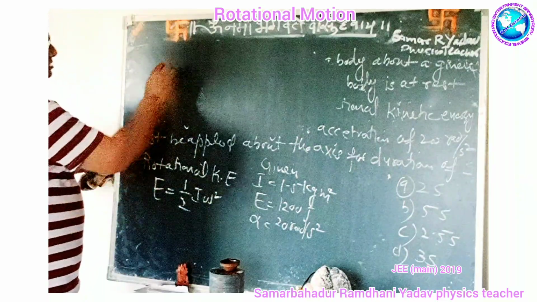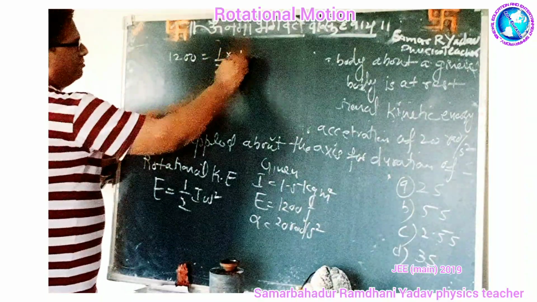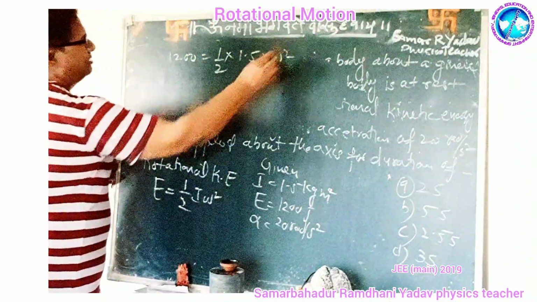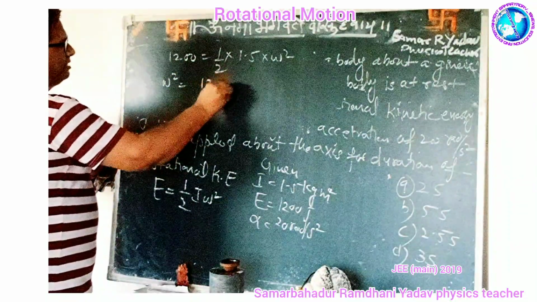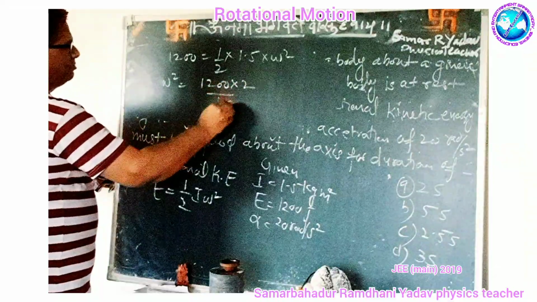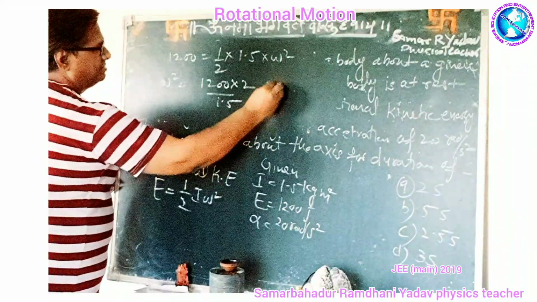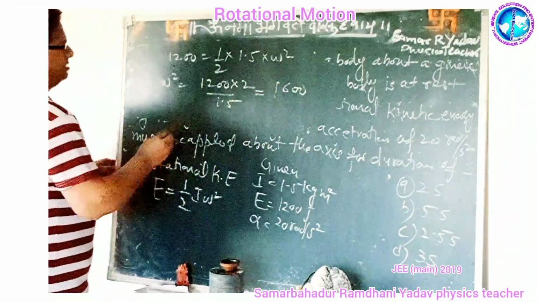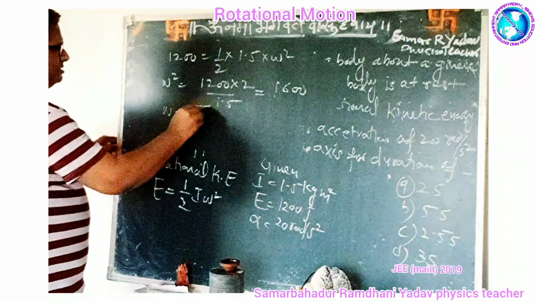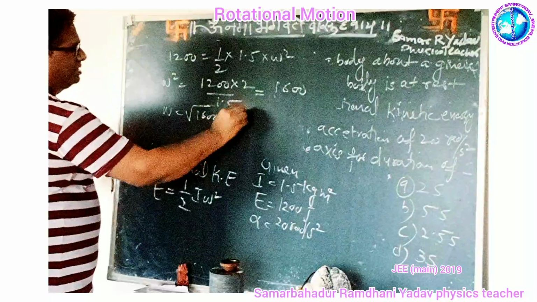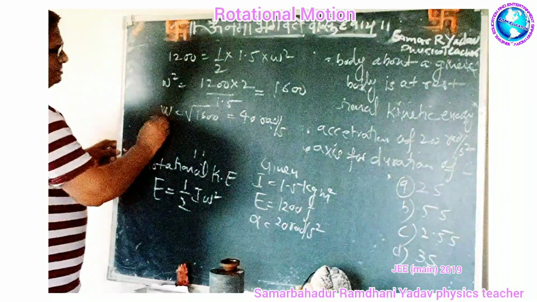Therefore we put the value of E here: 1200 is equal to 1/2 I, that is 1.5, into omega square. Now we have to make omega square the subject. So omega square is equal to 1200 into 2 upon 1.5. Simplifying, we get nearly 1600. Omega is equal to under root of 1600, which is 40 radian per second. This is the first answer.